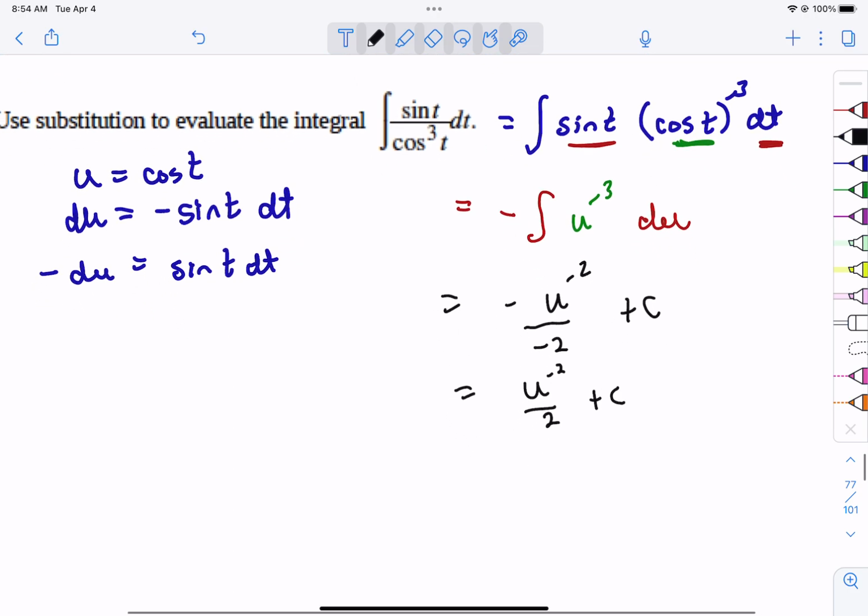And we're not done until we put the cosine back in. Now, u to the negative 2 is not how we normally leave things with negative powers. So I would suggest writing it like this. 1 over 2 times the cosine of t squared plus c.